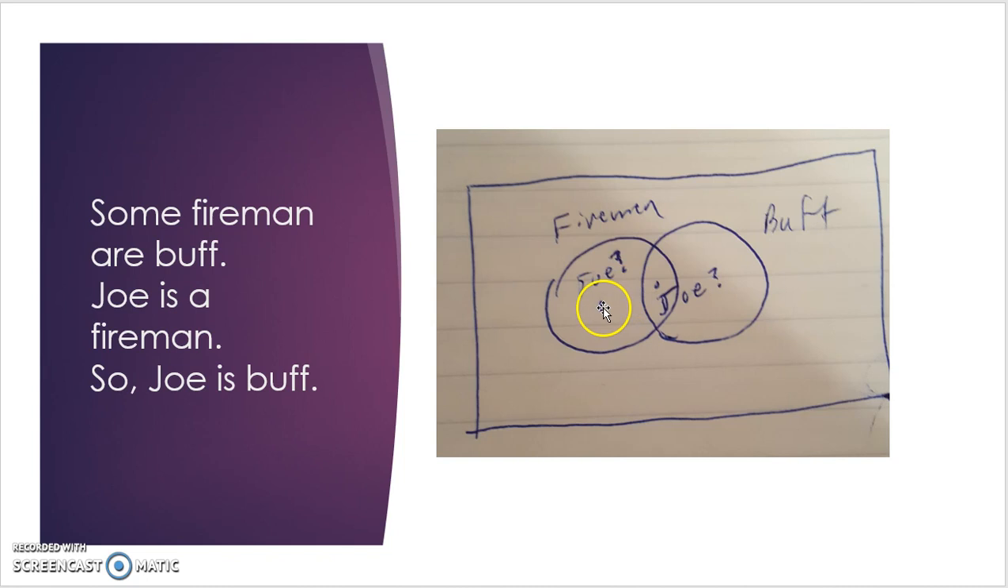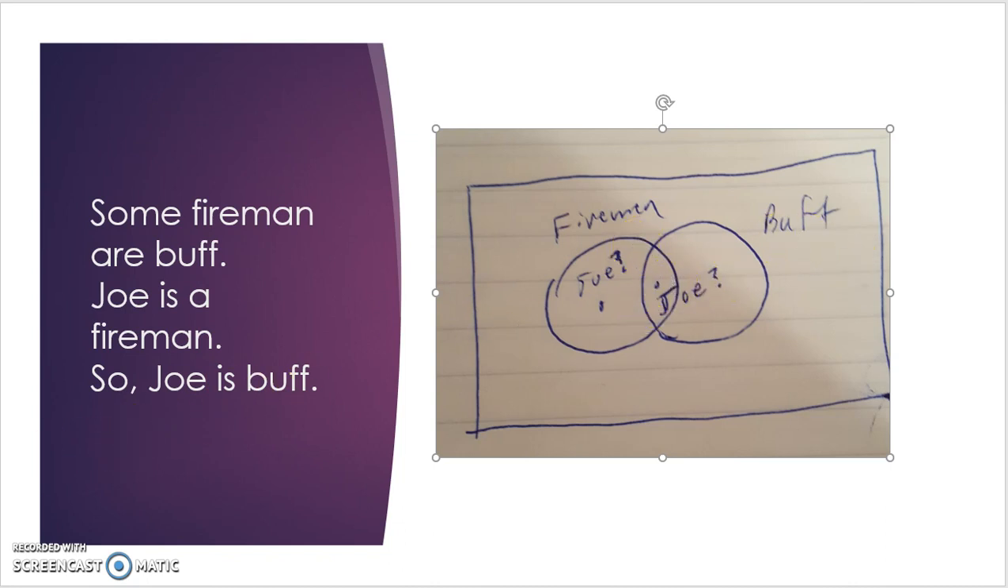Now, must it be true that Joe is buff? Is there any possibility to draw this so that Joe is not buff? Yeah, there's a possibility. I could put the Joe dot over here, and by putting it there, it's outside of the buff circle. So it's possible to draw a diagram in which both of the premises are true and the conclusion is false. With that possibility, we say this is an invalid argument.